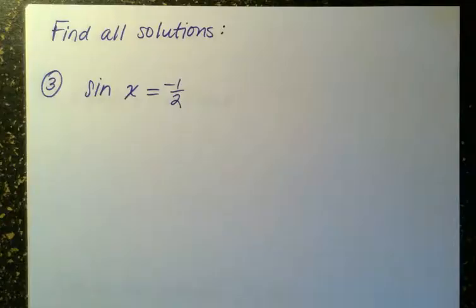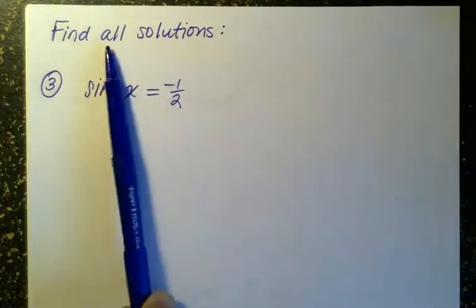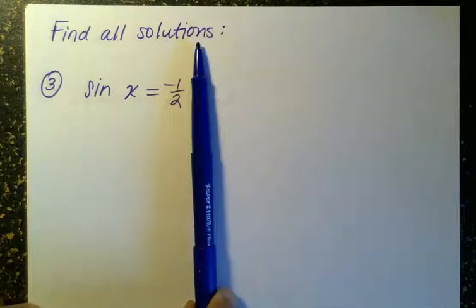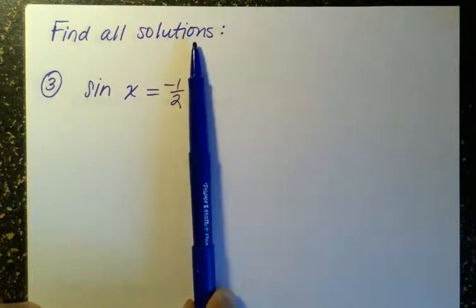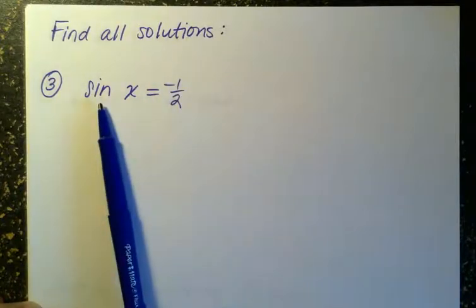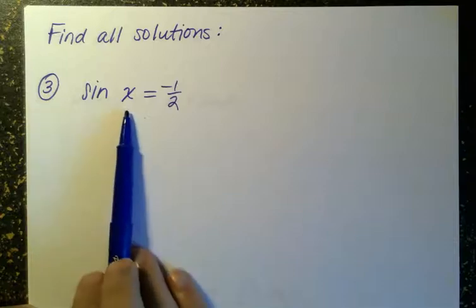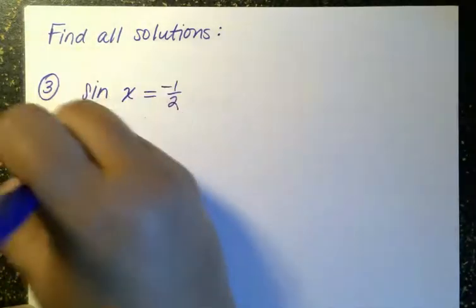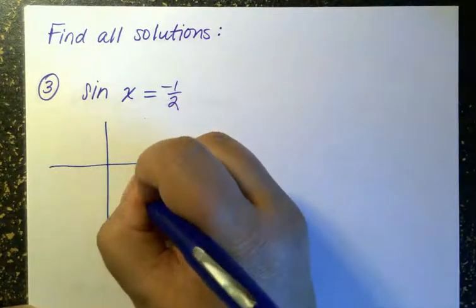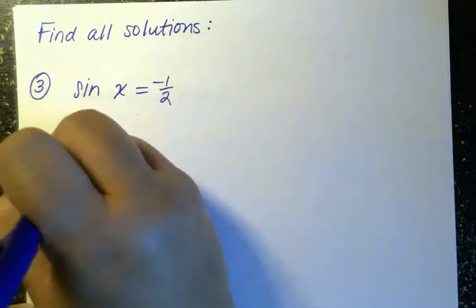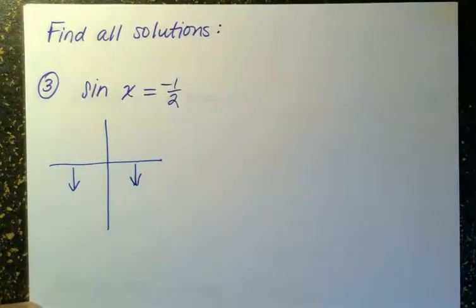Okay, here we go. We've got find all solutions. So find all solutions means I have to include that plus 2 pi k, or plus 2 pi n. And I know it's 2 pi, not 1 pi, because it's sine. So first I have to think about the unit circle. Where is sine equal to negative 1/2? Now remember, sine is the y value. So we're thinking, where is y negative? So we come downward, over here, and over here. So it would be in the third and the fourth quadrants.